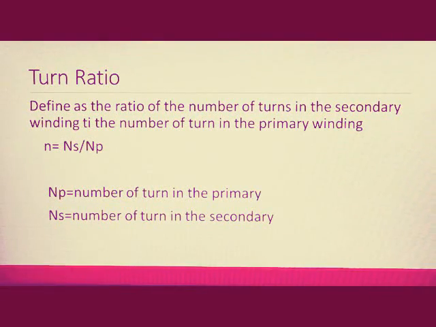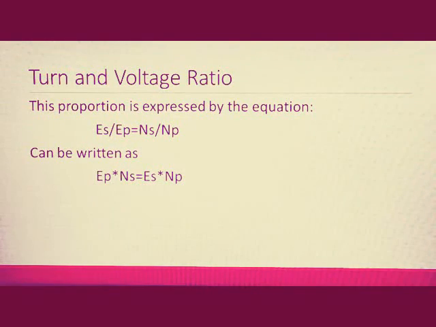Next slide. Turn ratio is defined as the ratio of the number of turns in the secondary winding to the number of turns in the primary winding. So this is the formula: N equals the number of turns in the primary divided by the number of turns in the secondary coil.